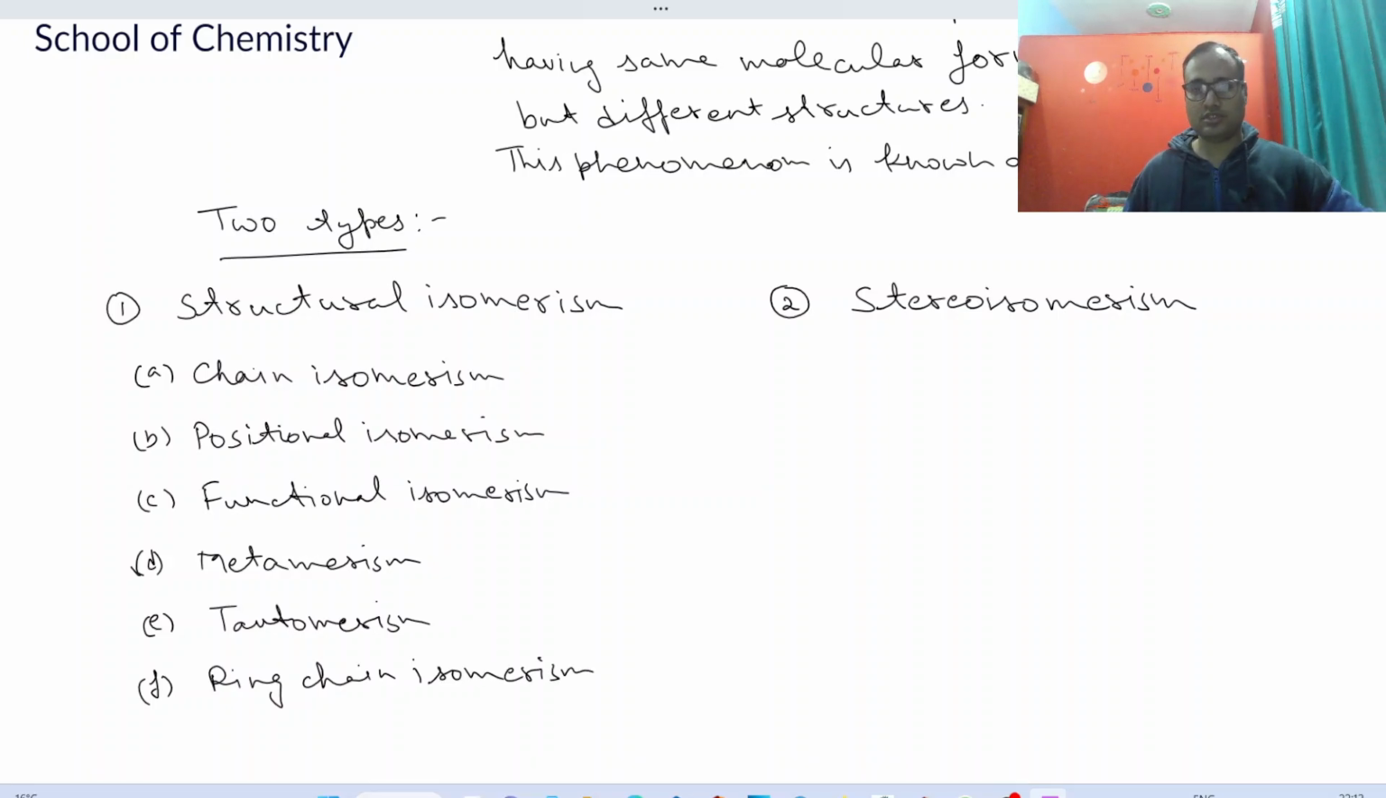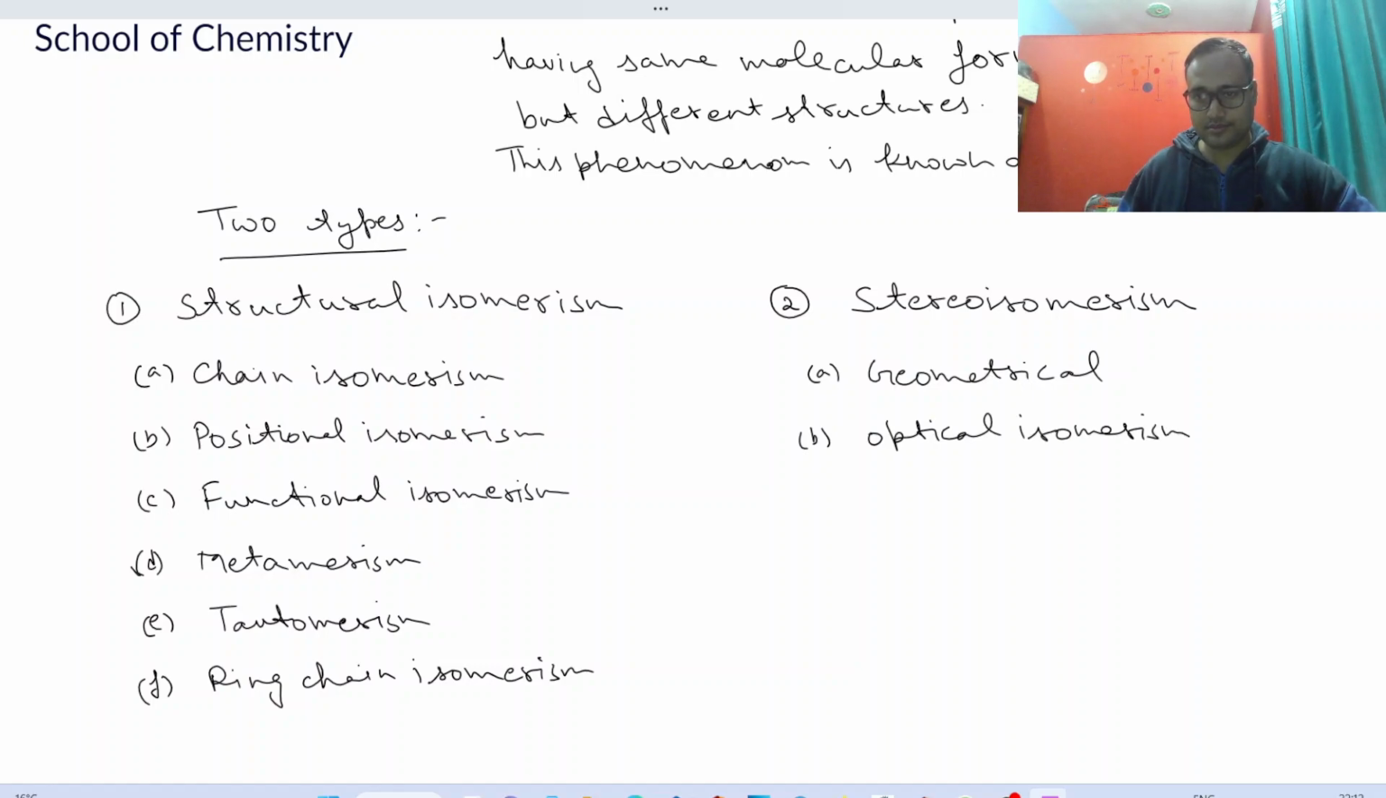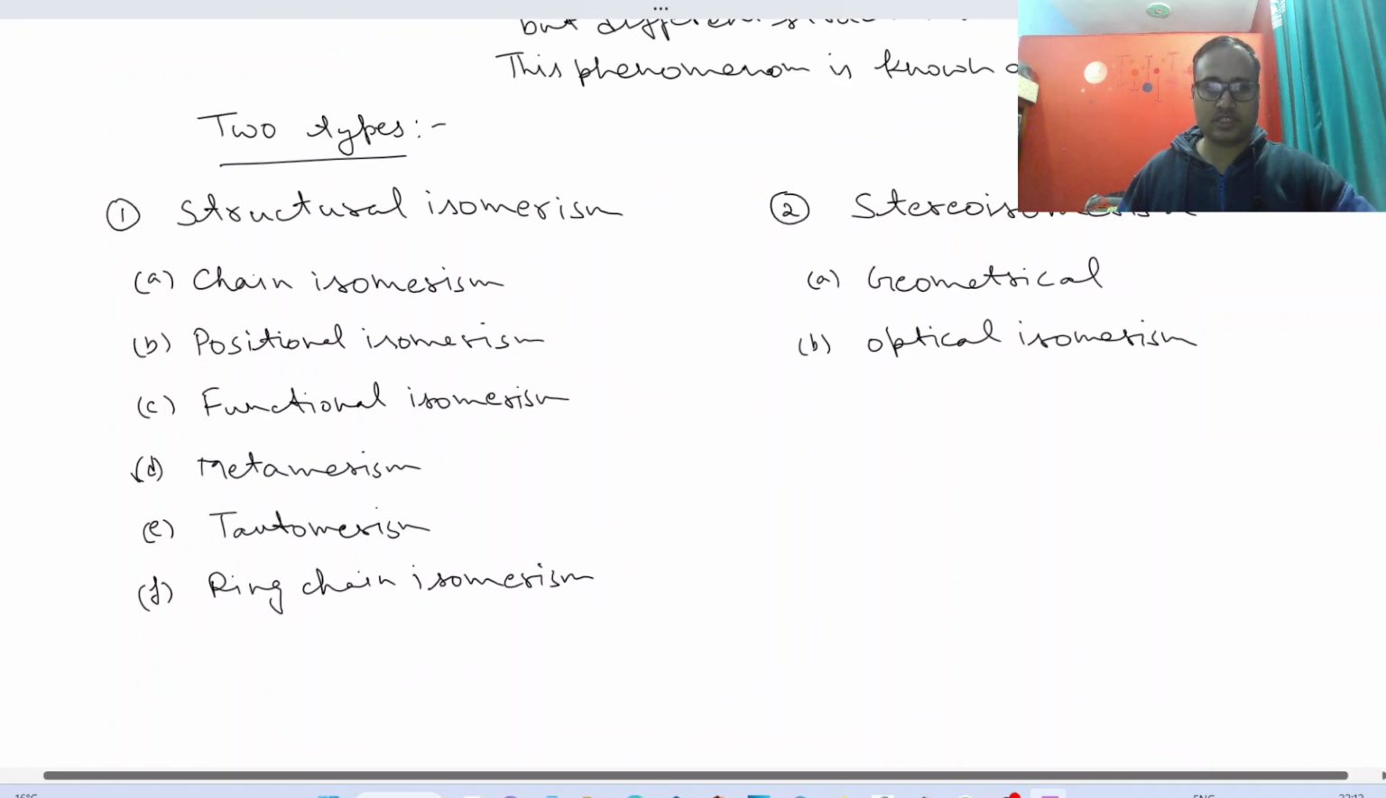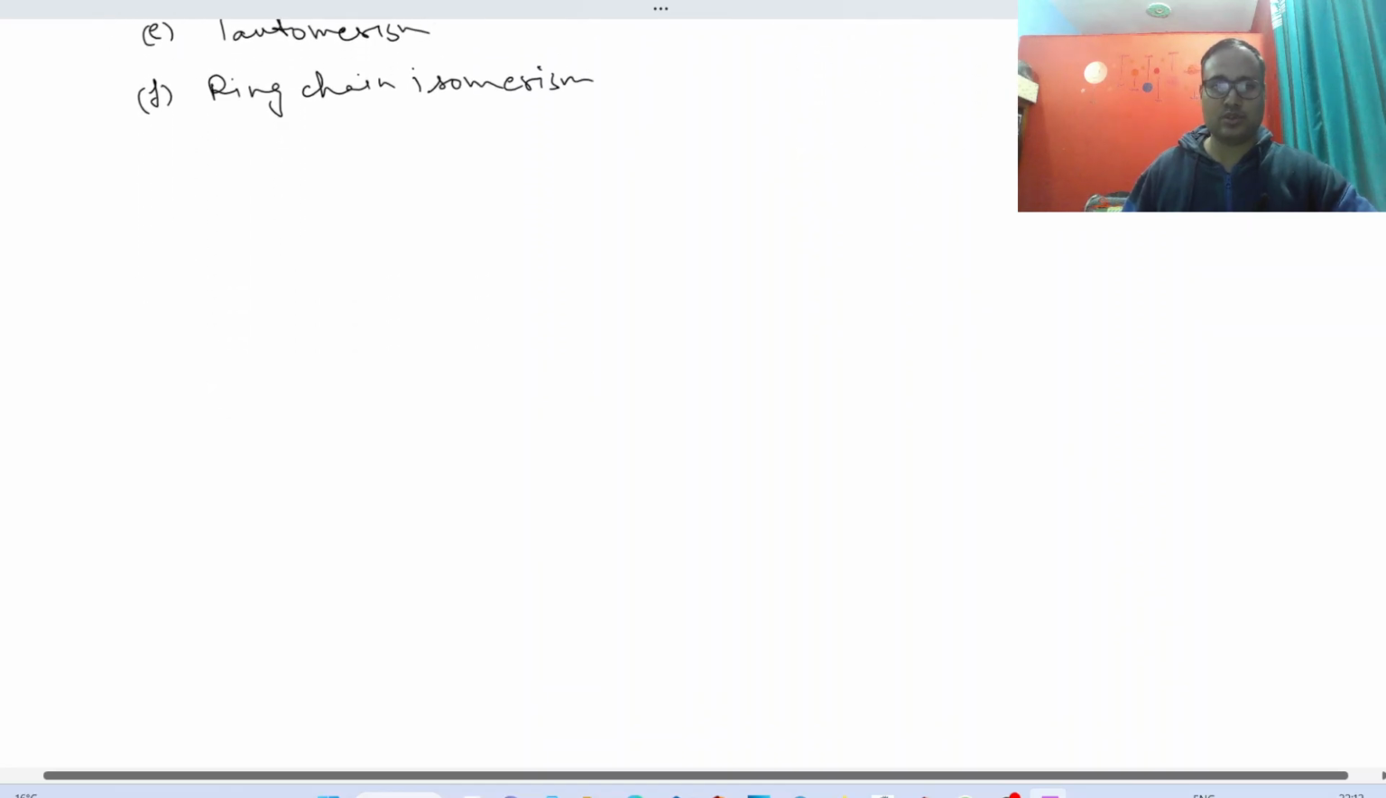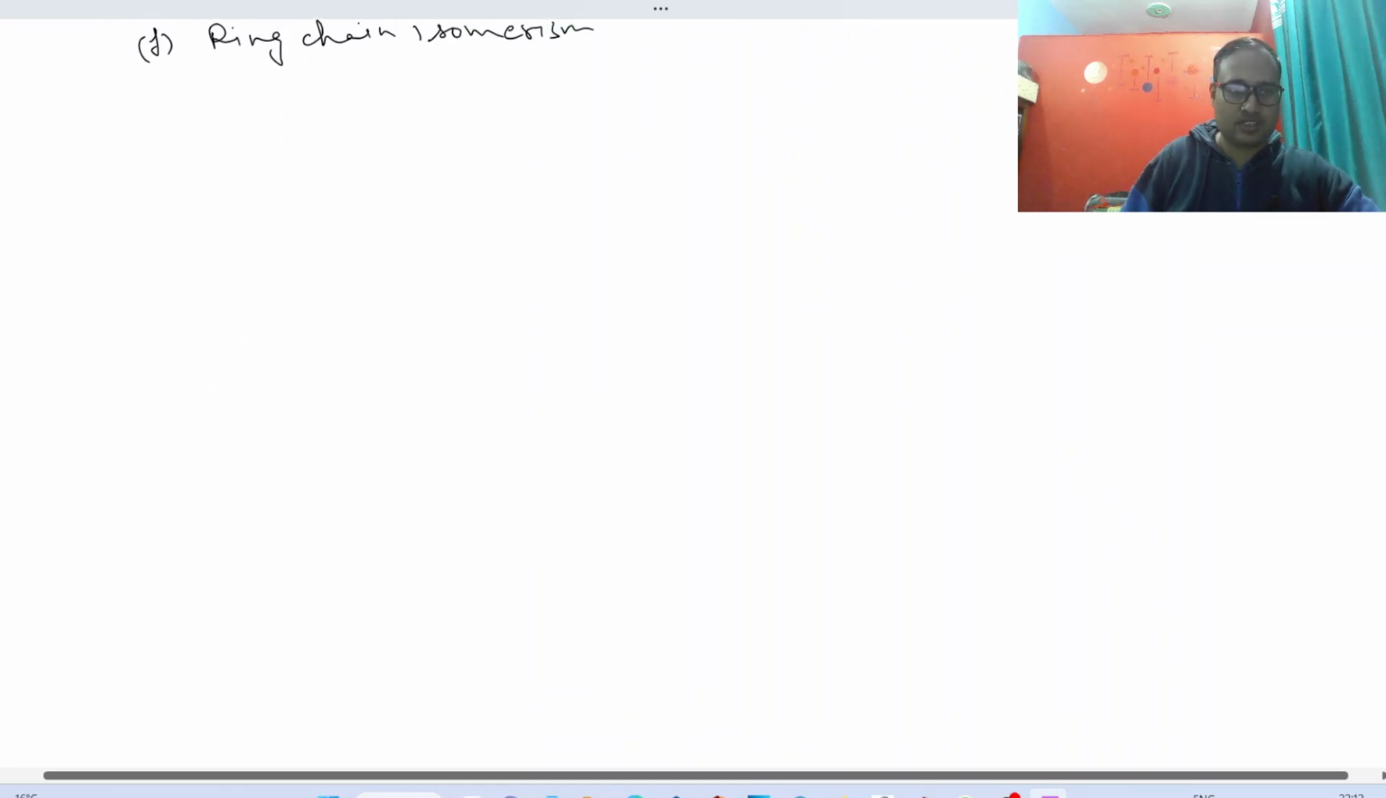If we talk about stereoisomerism, then it is also further divided into two types. Majorly which we have to study is geometrical and optical isomerism, which we have to study in class 11th. Okay. Now let us first start with the structural isomerism. The first part is chain isomerism.